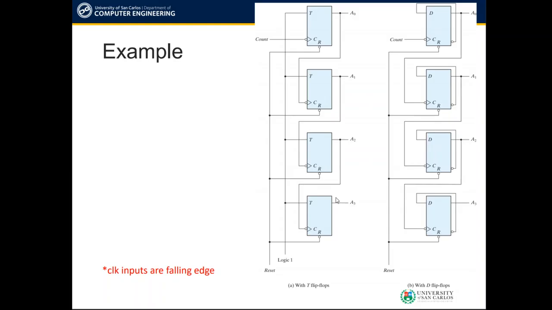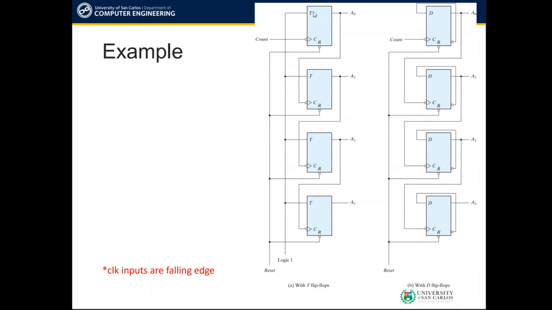So basically they are in an asynchronous clock source. As a note here, all of the clock inputs are falling edge. As you observe, there are circles or bubbles at the clock inputs, which means they are all falling edge, the time when the signal goes from high to low. So when the signal output here goes from 1 to 0, this triggers.